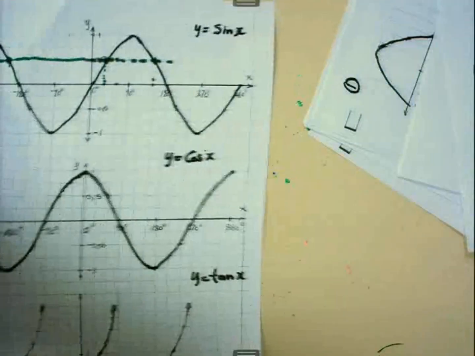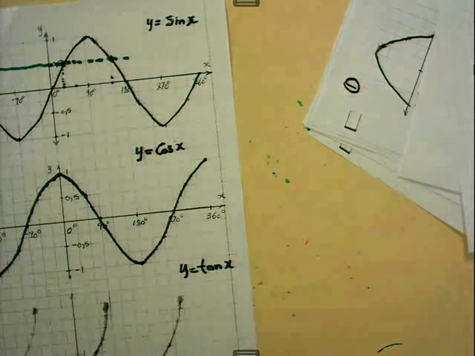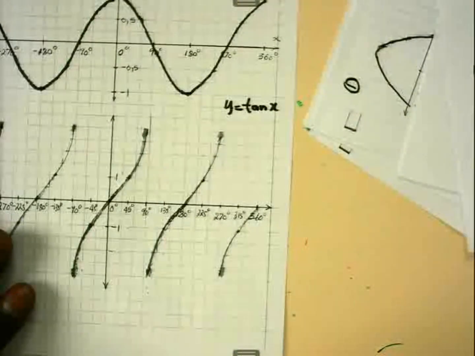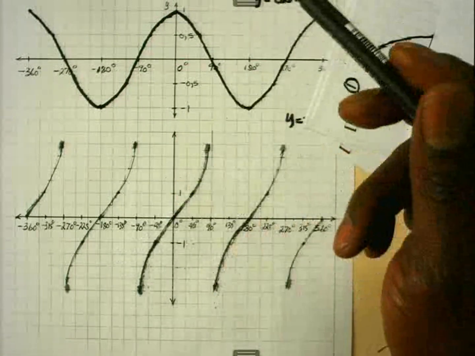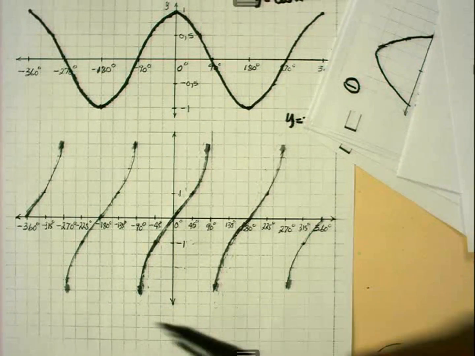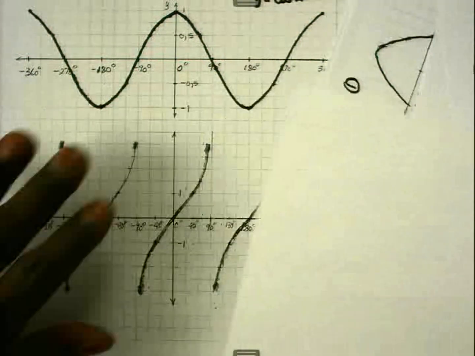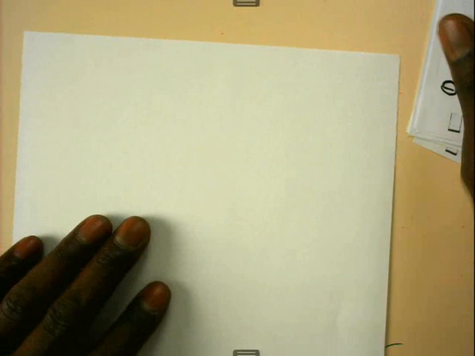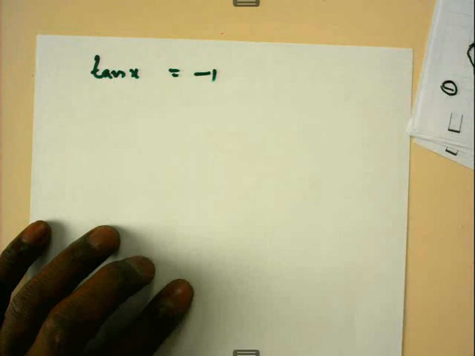Now I'm having another problem here. In this problem I make use of tan, which is a graph that is not liked by most of the students. This is a funny one. It's not liked by most of the students. However, we need to deal with it. Suppose we have this trigonometric equation: tan x is equal to -1.